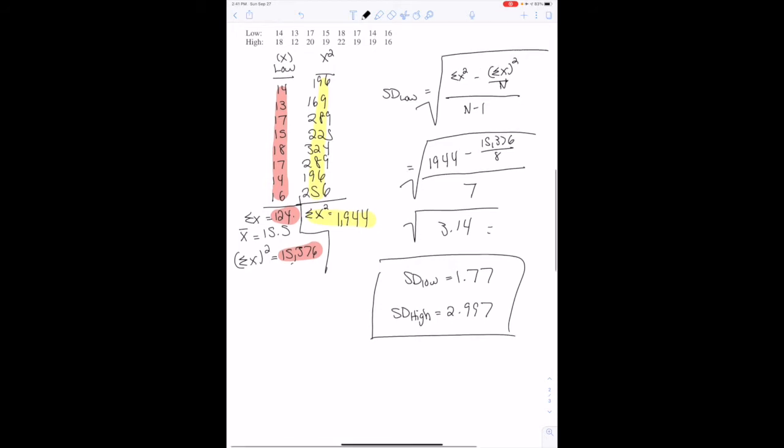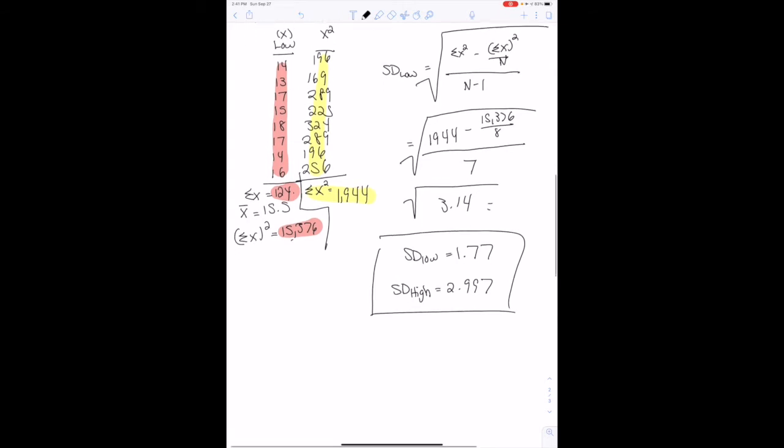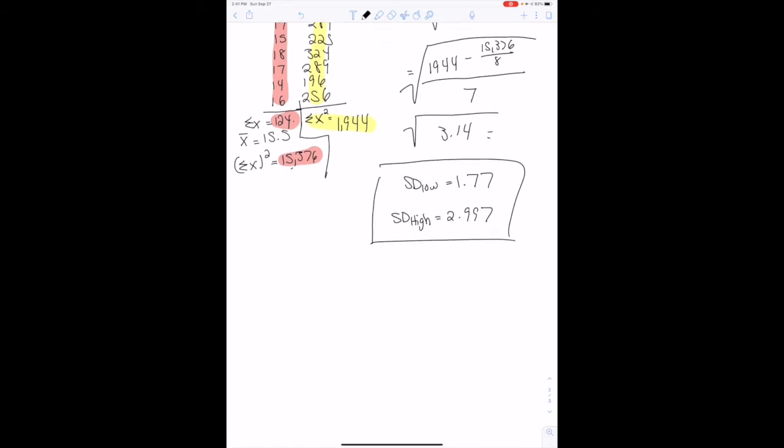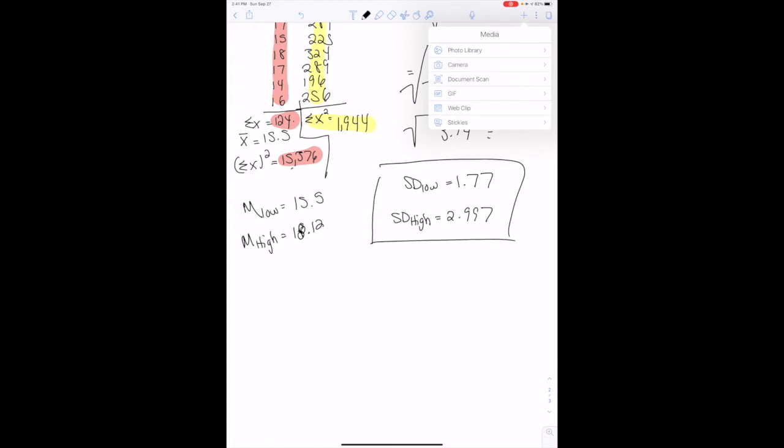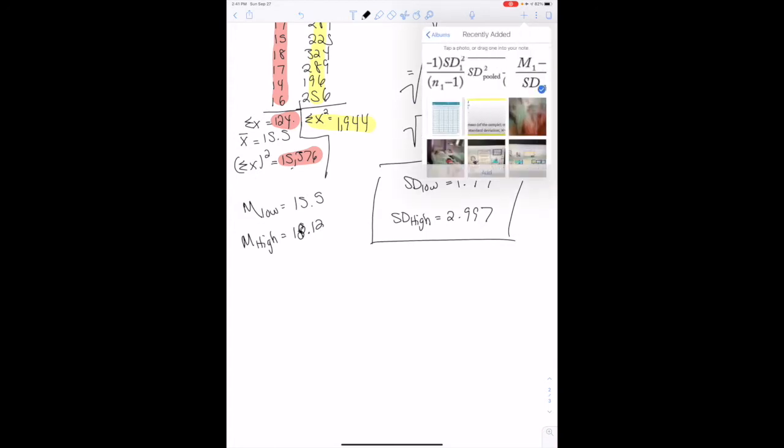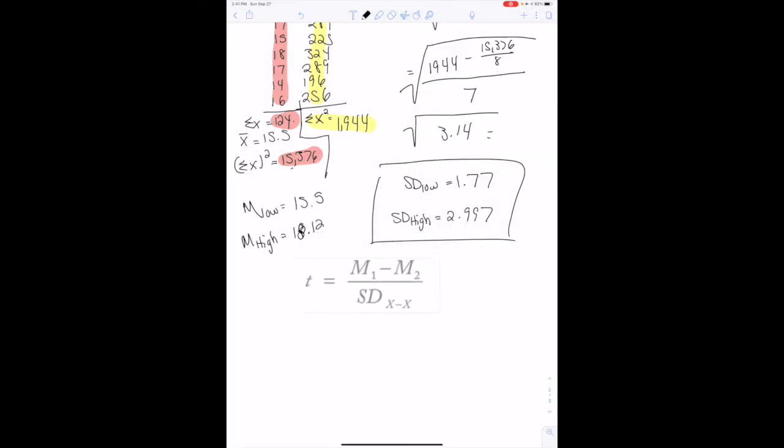Let me take these values and plug them in. I should also say that we have the mean for low equals 15.5. And the mean for high, I also calculated that, of course, which is 18.12. Fixing my 8. Okay? So with that, we can bring back our formula. Let me just grab them. The first one we'll grab is our original formula. Bring that down, you can see.